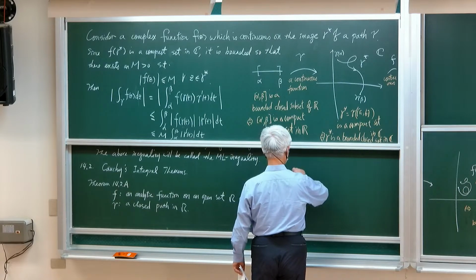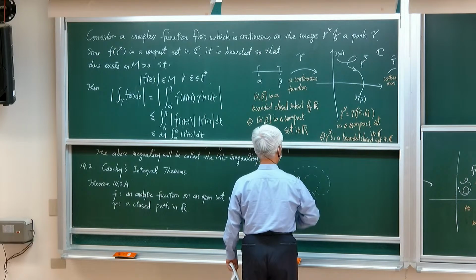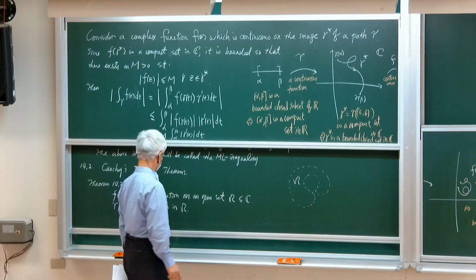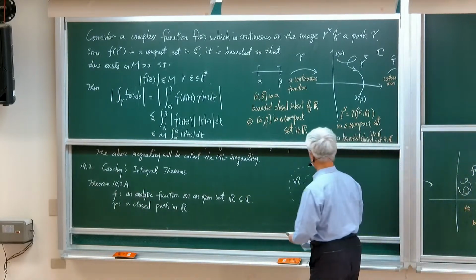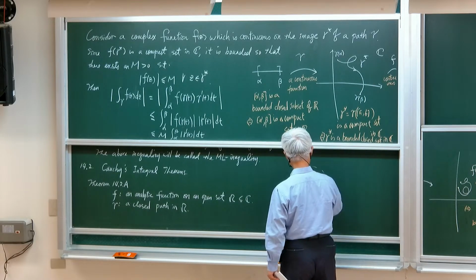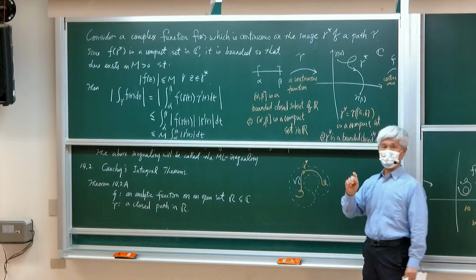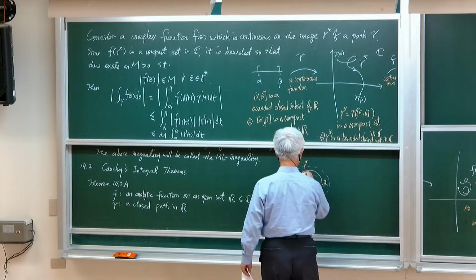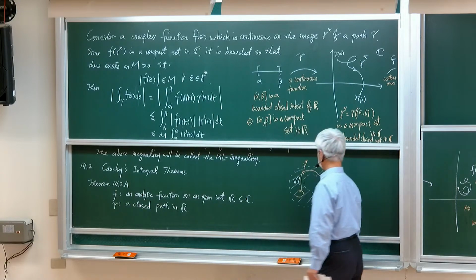So this is omega, an open set in the complex plane, and gamma is a path in omega. So its image is contained in omega, and its image is here.